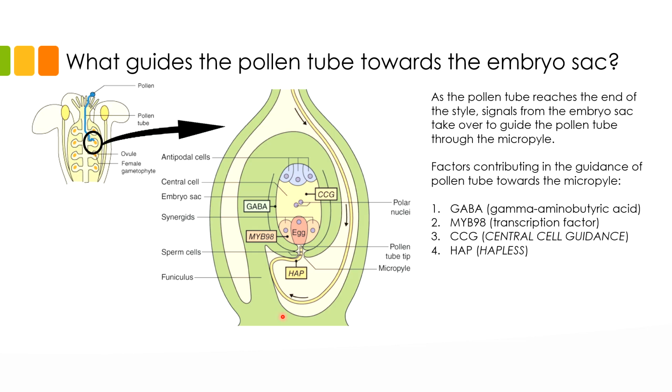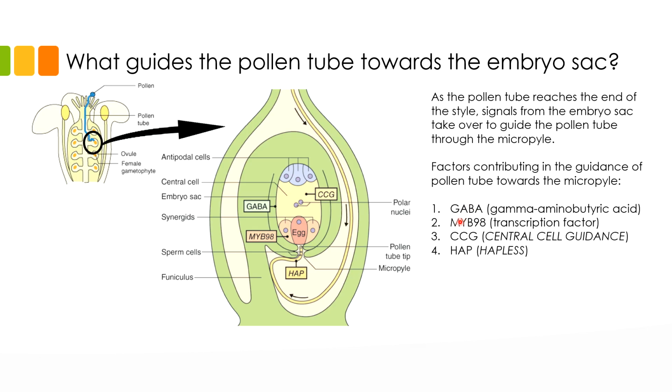In this figure here, where is our micropyle? It is right here. Now the embryo sac produces a number of cellular metabolites that serve to properly guide pollen tube elongation through the micropyle and into the embryo sac. I have listed a few examples here. One is gamma-aminobutyric acid, or GABA, which is a chemical attractant secreted by the embryo sac.